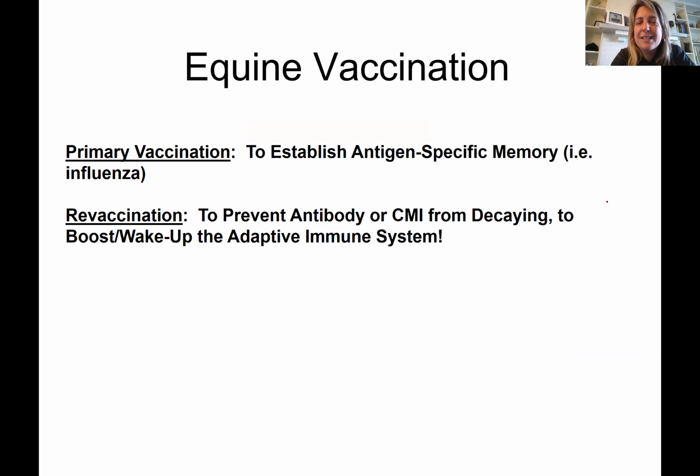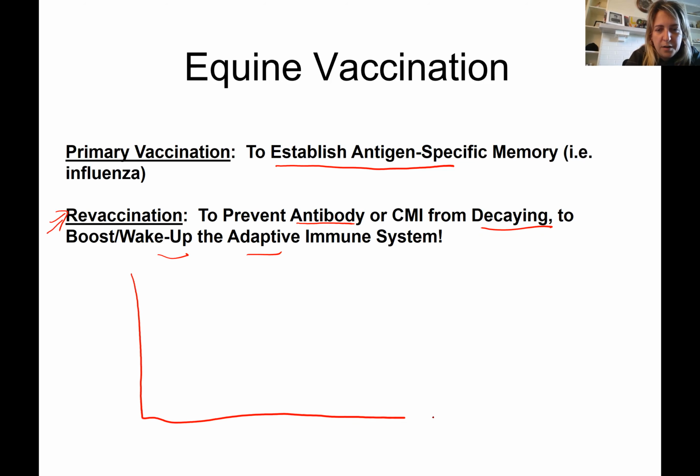Any kind of vaccination that we have, I guess rabies is one that doesn't work like that, but I don't know of another vaccine that is the same way. The primary vaccination is to establish the antigen specific memory. And then the second one, and sometimes the third, since some vaccines need 3 initial doses, is to prevent antibody decay and to wake up the adaptive immune system, just to maintain. So I'm going to make a little graph here. The initial vaccine, so you vaccinate here, and this is the concentration of antibodies in the blood. This is time.